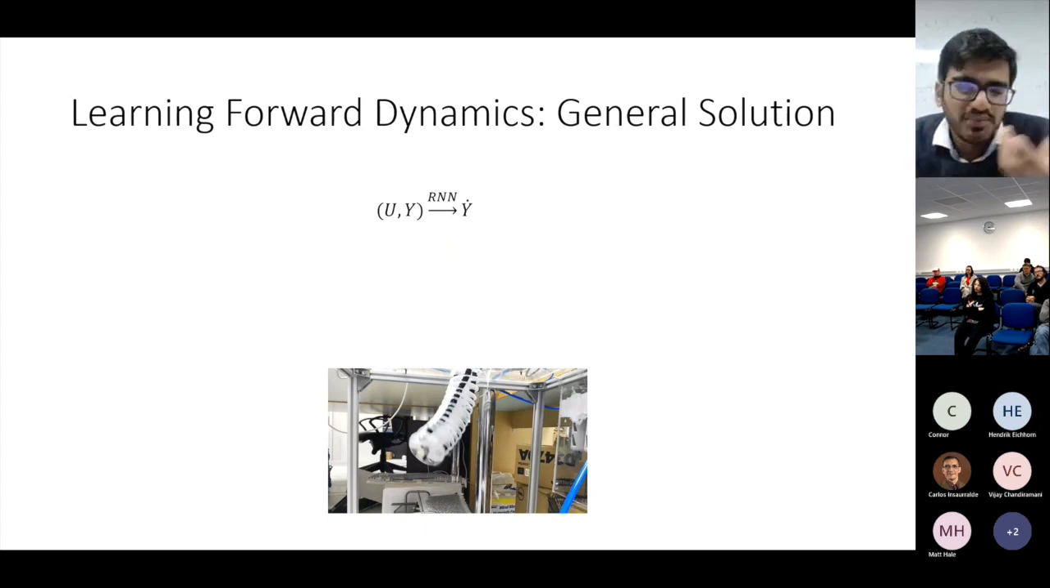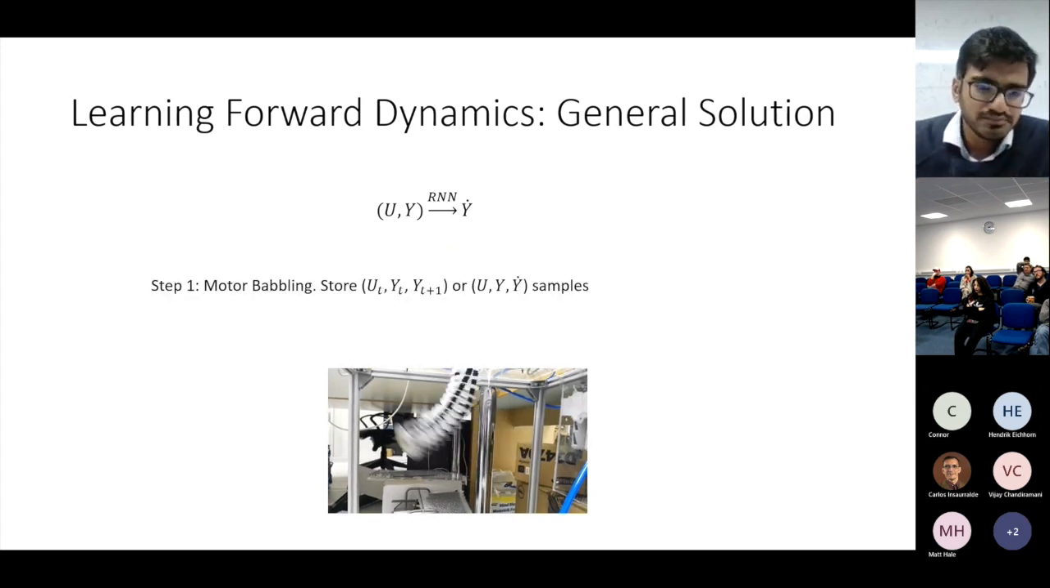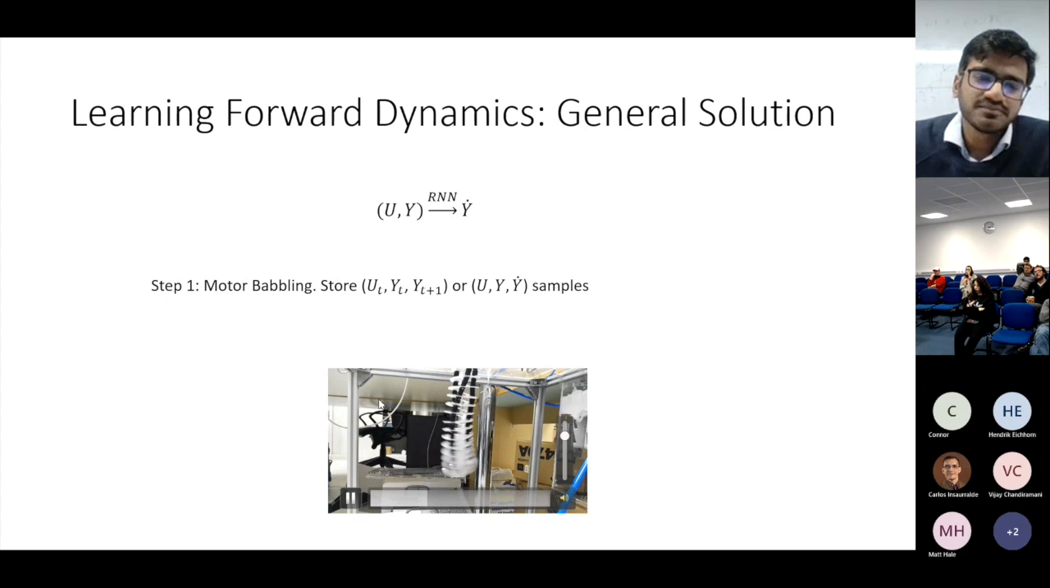You set up your system, observe the output. So in this case, we are looking at the end effector position only. Do some random motions.